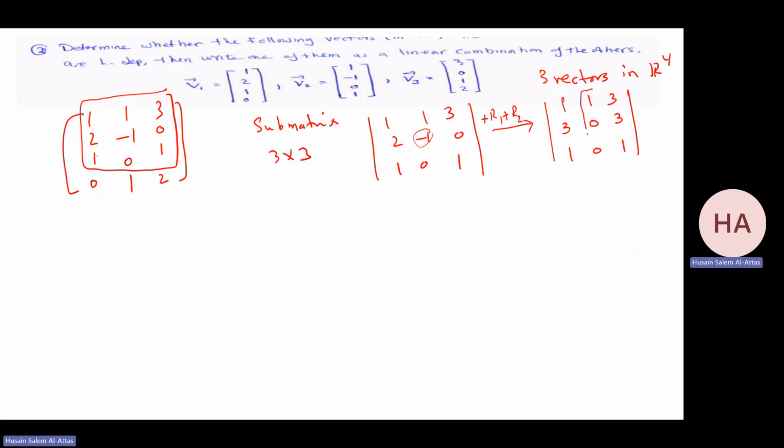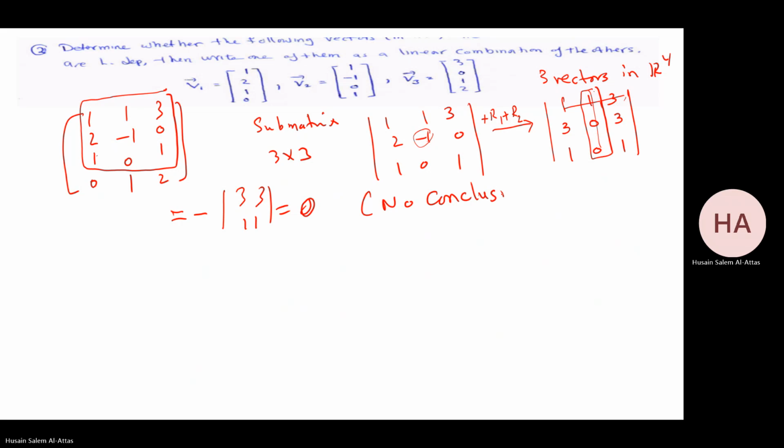So I'm doing the expansion now with the third row, with the second column. So I'm getting what? Minus determinant 3, 3, 1, 1, which is 0. So I cannot conclude, no conclusion. I need to check another submatrix, which will now make it complicated. What I will do, I will go the long way.